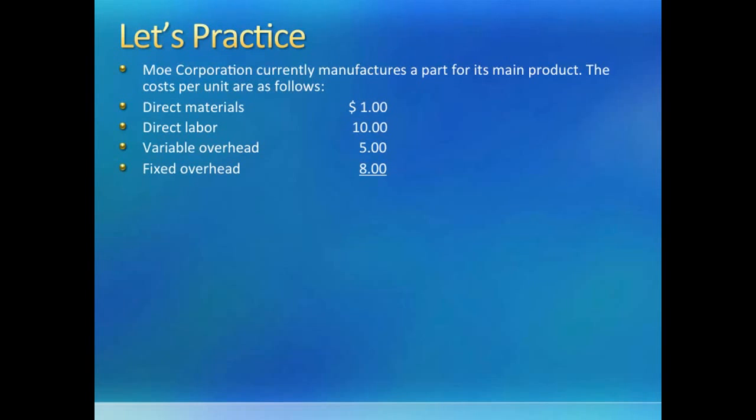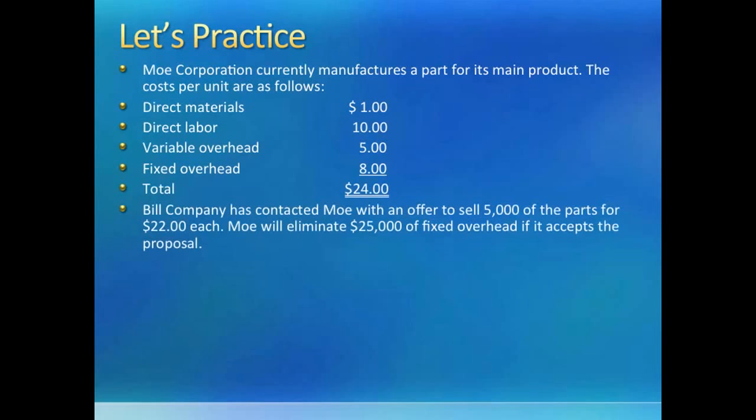Let us try to see the concept of relevant cost in action. Here, company is making a part at the cost of, let's see, $24 a unit, and they have the choice of buying it at $22 from another supplier. Plus $25,000 of fixed costs are avoidable.